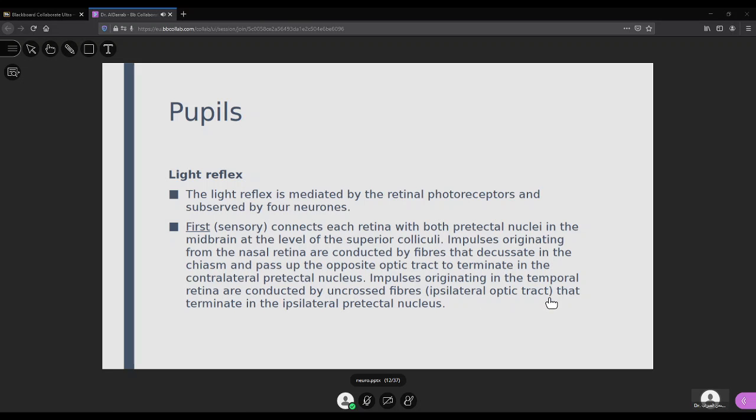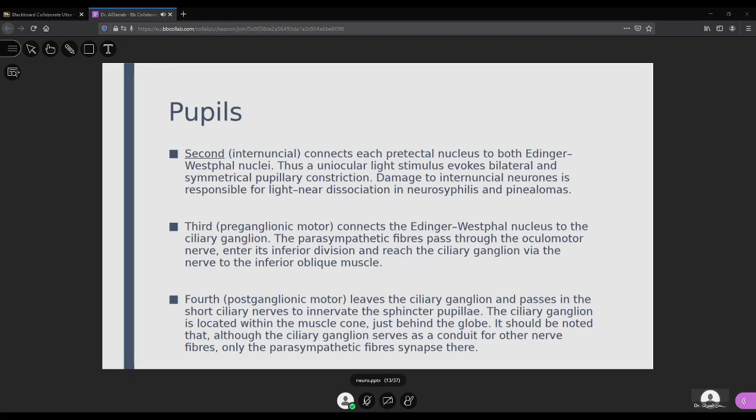Ipsilateral means the same side, and contralateral means the opposite. The fibers terminate in the ipsilateral pretectal nucleus. Second is the internuclear neuron, which connects each pretectal nucleus to both Edinger-Westphal nuclei. The uniocular light stimulus evokes bilateral and symmetrical pupillary constriction. Damage to internuclear neurons is responsible for light-near dissociation in hydrocephalus and pinealomas.